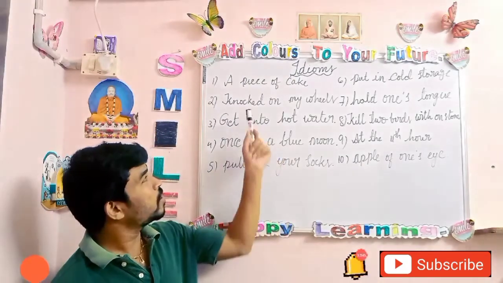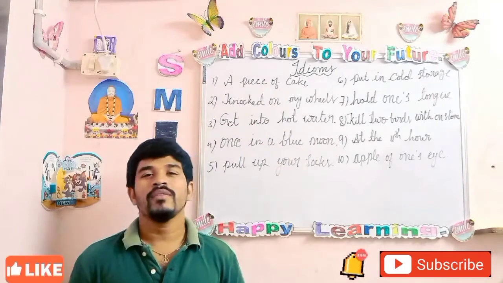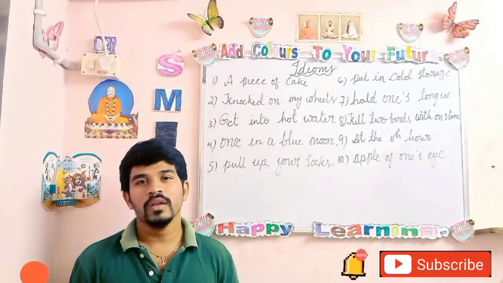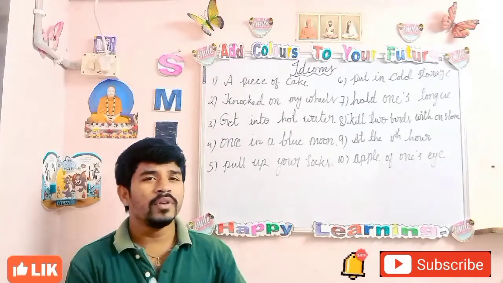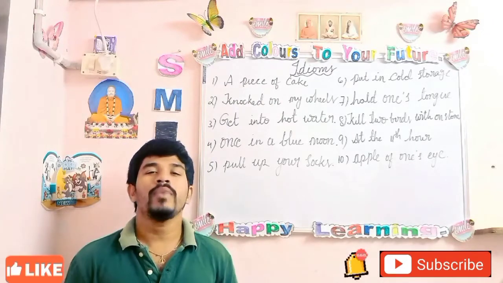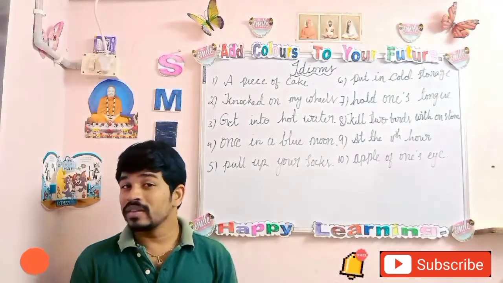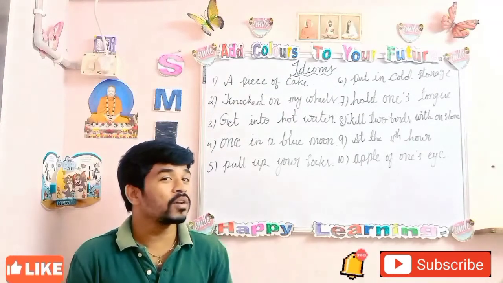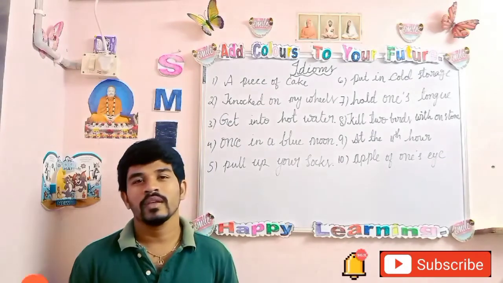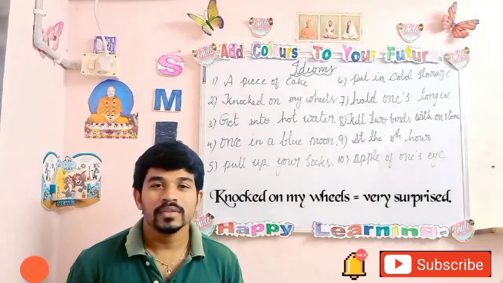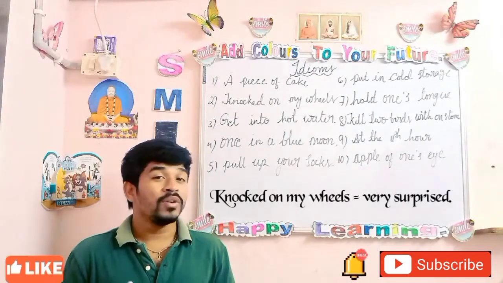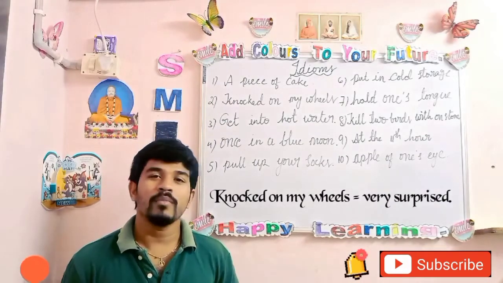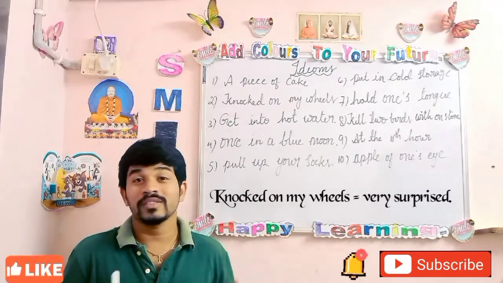So, coming to the next one is knocked on my wheels. What is the second one? Knocked on my wheels. By looking at their behavior, I am knocked on my wheels. What is the meaning of knocked on my wheels? Knocked on my wheels means surprised. When you get surprised, you can say that I am knocked on my wheels. Very surprised.